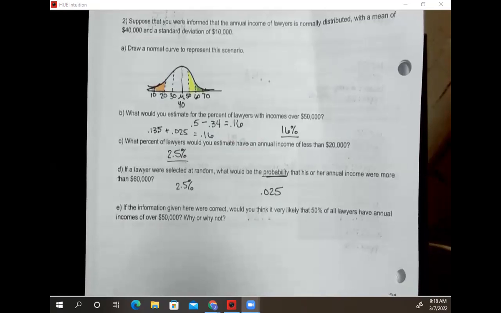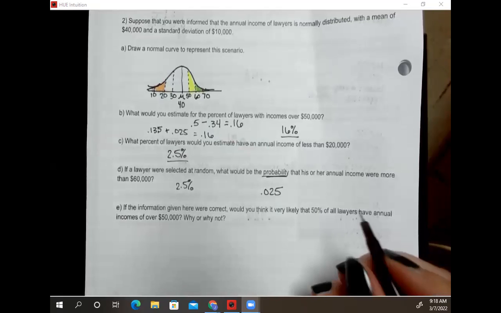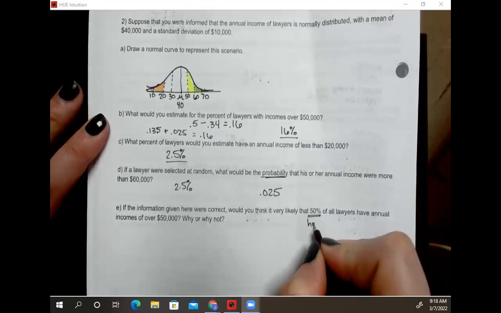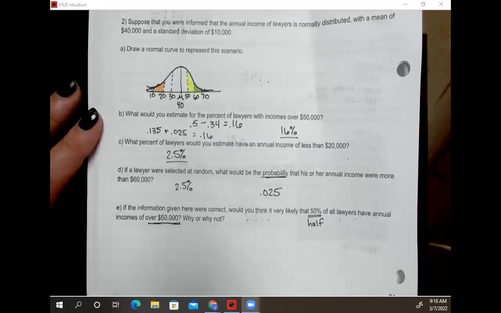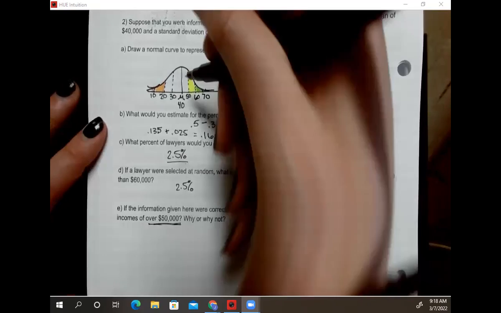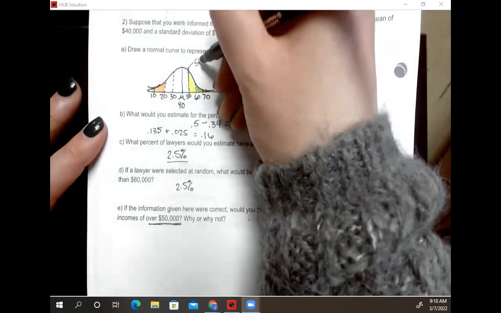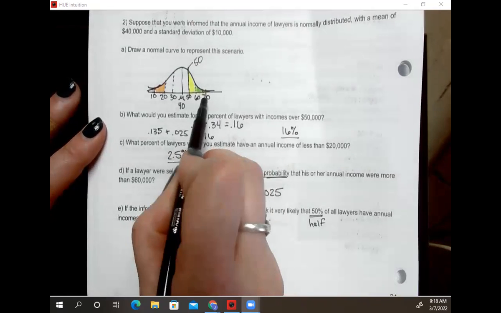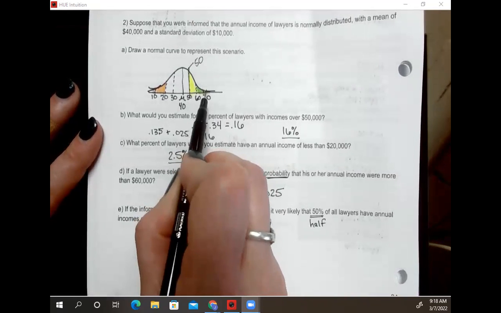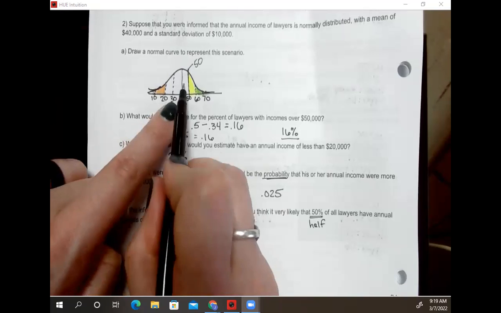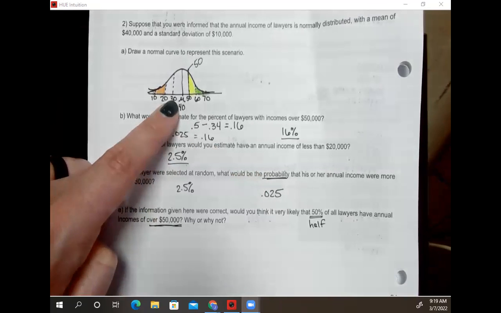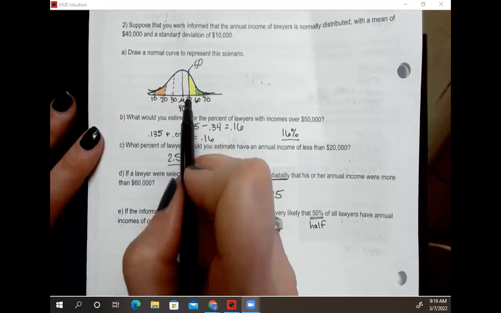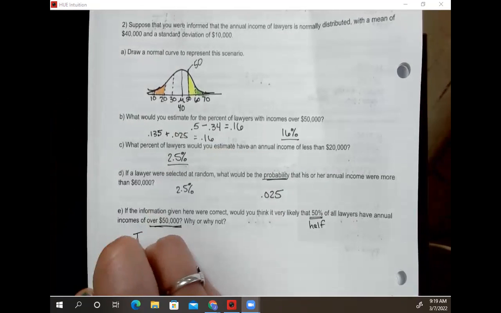And then finally, E, if the information given here were correct, would you think it very likely that 50% of all lawyers have annual incomes over $50,000? Why or why not? So they're saying half of all lawyers have incomes over $50,000. Does that match what we're seeing here? No, right? 50,000 is up here. That's 1 standard deviation or more from the mean. If they said 40,000, I would buy half of all lawyers have an income of 40,000 or more, but not 50.